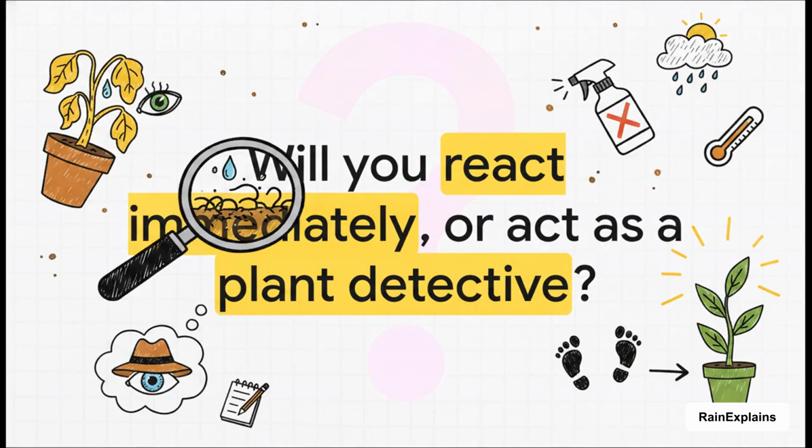So, the next time you find a drooping, yellowing plant in your yard, will you panic and react immediately? Or will you take a step back, observe the environment, and investigate the scene like a true plant detective? Remember, observe first, act second.